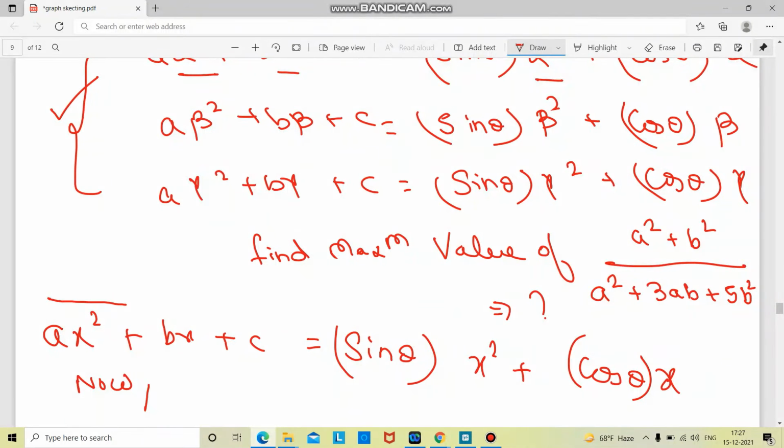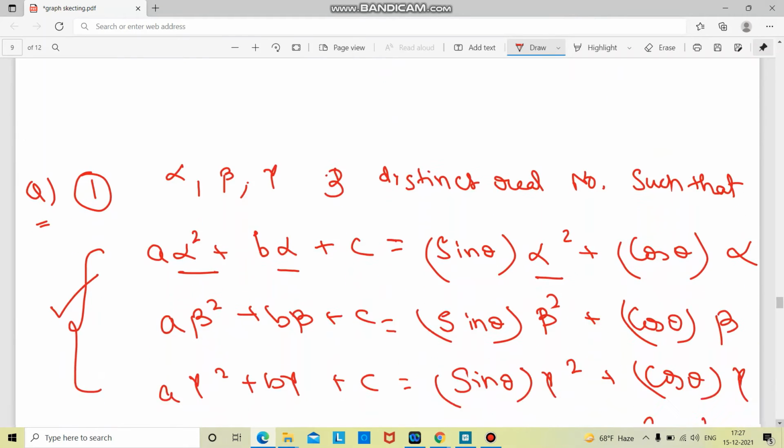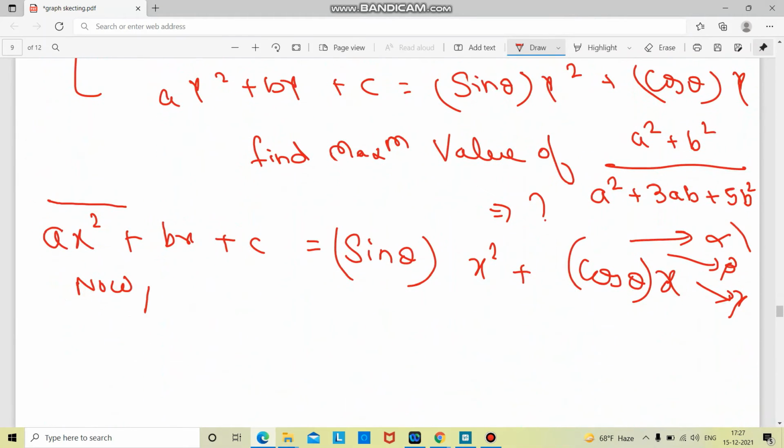There is a quadratic equation ax square plus bx plus c equal to sine theta into x square plus cos theta into x, and it has roots alpha, beta, gamma. So they will satisfy this equation, and those three satisfied equations are exactly the ones given here. So we can say that this quadratic equation has three roots.